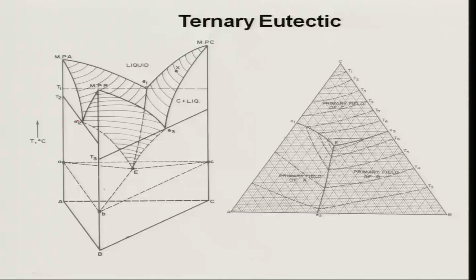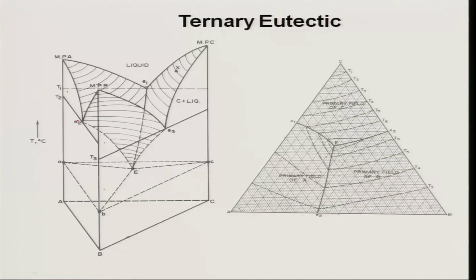So, when the 3 triangles meet, they form the 4 phase equilibria point, and that is the invariant point. And in between you have C plus L, this is A plus L, this is B plus L, this is also B plus L. These are the regions of solid plus liquid. Okay. So, now if you project the whole thing on the triangle, much easier.